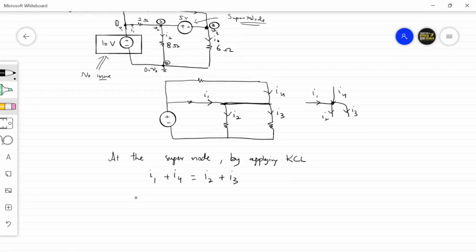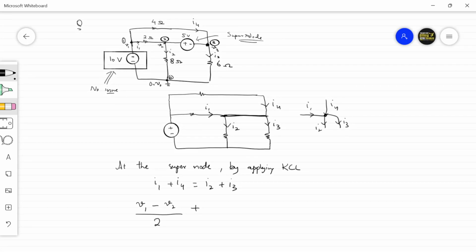What is I1? I1 is the current emerging from a potential of voltage V1, flowing to a potential of V2 through a resistance of 2 ohms. I4 is the upper path, coming from a potential of V1 flowing into a potential of V3 through a resistance of 4 ohms. I2 is the current from a potential of V2 to a potential of 0 volts through a resistance of 8 ohms, plus I3 is the current from a potential of V3 minus 0 divided by 6 ohms.